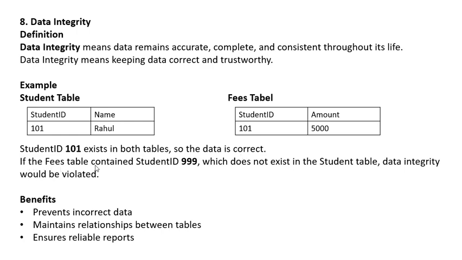And if the fees table has a constraint, and the data's ID is 999, which does not exist in the student table, then the data integrity would be violated. The benefits are preventing incorrect data, maintaining the relationship between the tables, and ensuring reliable reports.